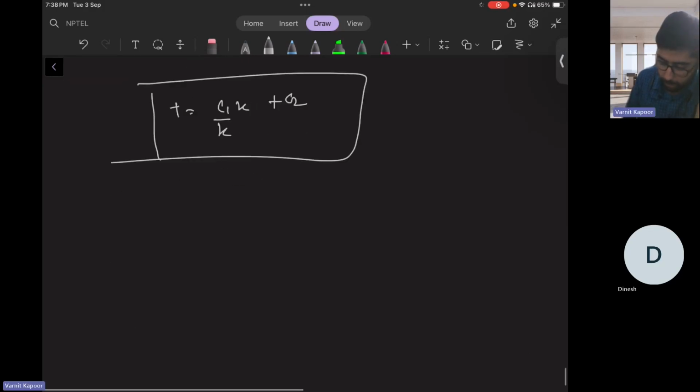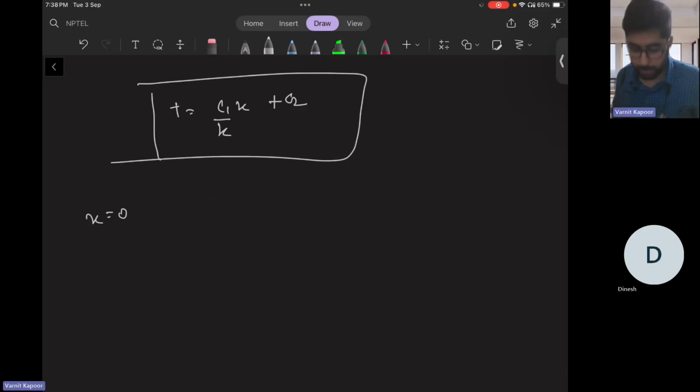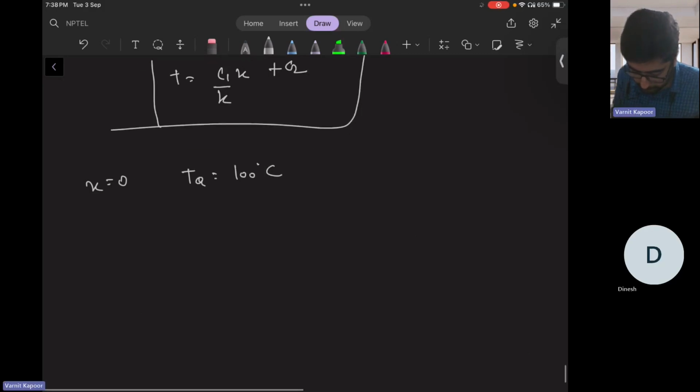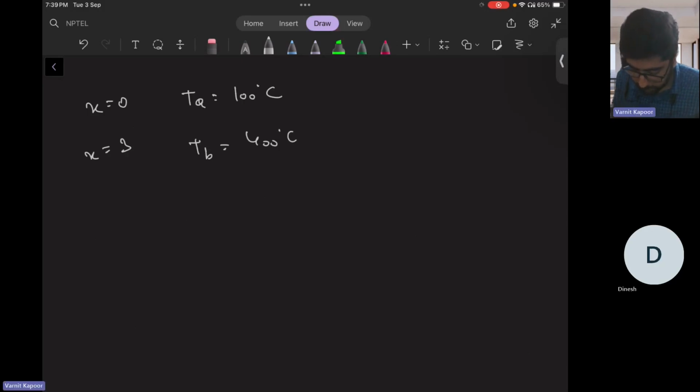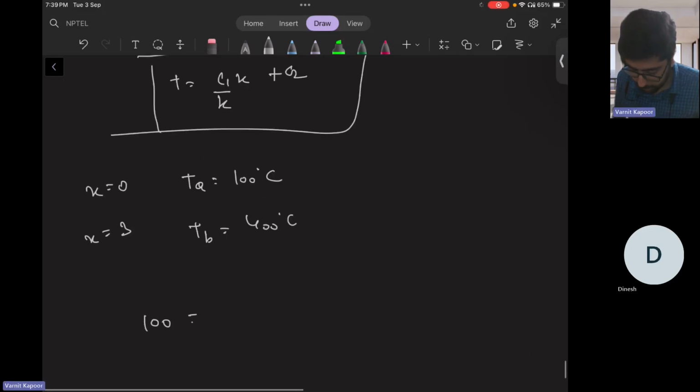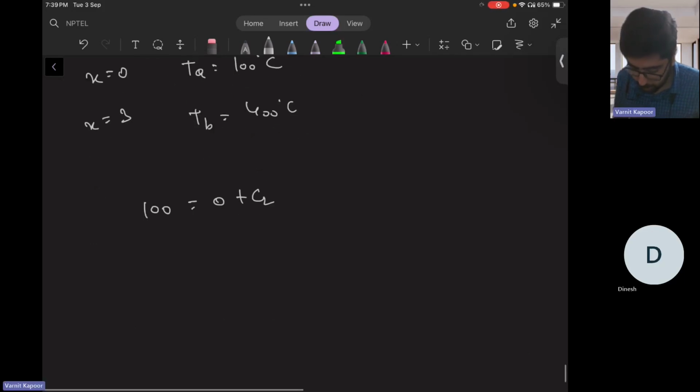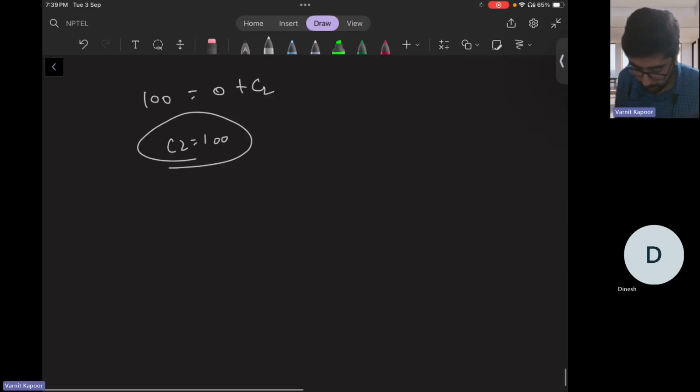Now you know that at x is equal to 0, the temperature at A in the question is given as 100 degrees Celsius. Put x is equal to 0, the boundary condition, and x is equal to L, that is 3 meters, T at B is given to be 400 degrees Celsius. Put the values. At x is 0, 100 degrees is equal to 0 plus C2. So C2 is 100.